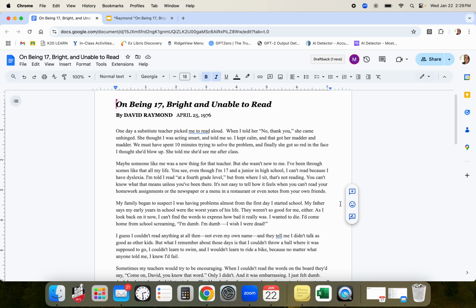As we read the introduction here, think about whether this is mainly concrete or mainly abstract. One day, a substitute teacher picked me to read aloud. When I told her no thank you, she came unhinged. She thought I was acting smart and told me so. I kept calm, and that got her madder and madder. We must have spent 10 minutes trying to solve the problem, and finally she got so red in the face I thought she'd blow up. She told me she'd see me after class.